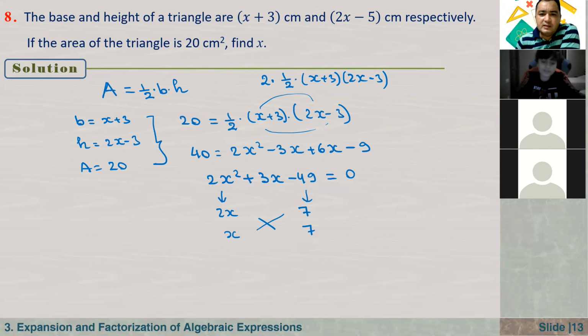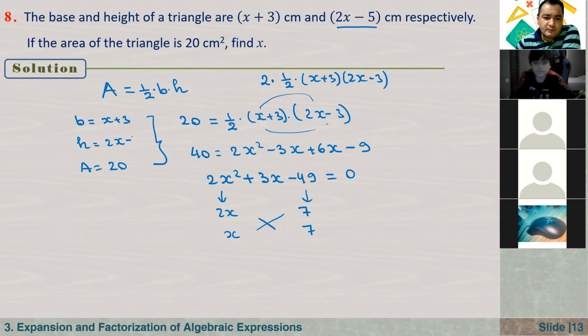Here, one mistake is, here we have 2x minus 5, right? But I wrote here it is 2x minus 3. It should be 2x minus 5. Sorry, Wi-Fi died. Okay. So here we have x plus 3, and here we have 2x minus 5. And that's why actually we cannot factorize this. If you multiply both sides by 2, it is 40.